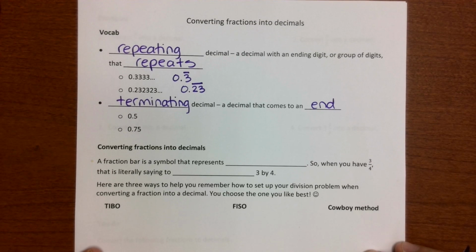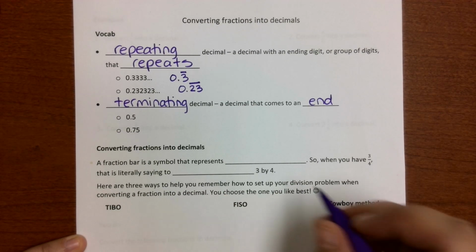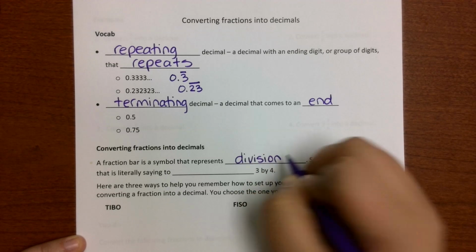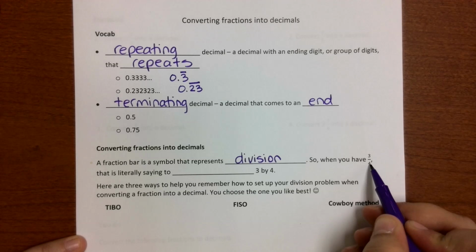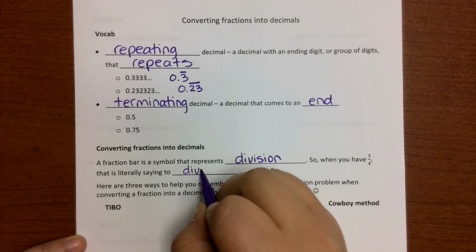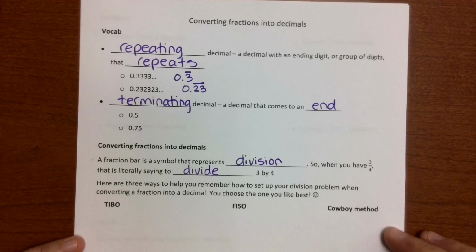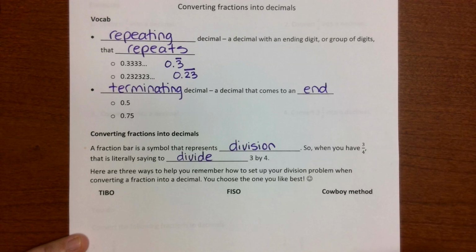The first thing we need to recognize is that a fraction bar is a symbol that actually represents division. So when we have the fraction 3/4, that is literally saying to divide 3 by 4. The fraction bar literally says to divide. That's a symbol to represent division.